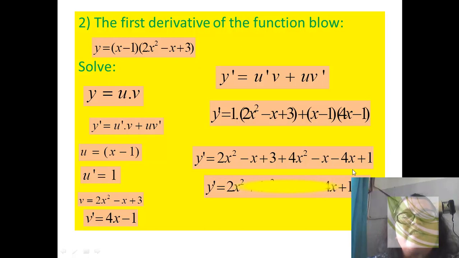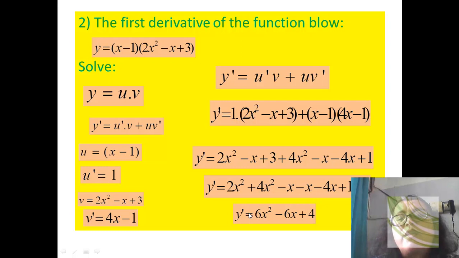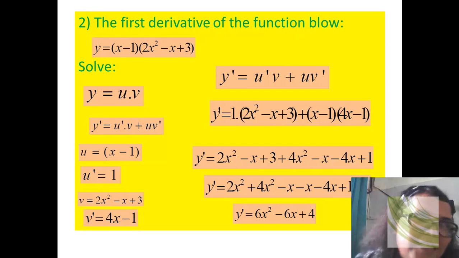Finally, y prime equals 2h squared plus 4h squared, minus h minus h minus 4h, plus 1 plus 3. And then y prime equals 6h squared minus 6h plus 4. Finally we get the answer. Let us go to number 3.